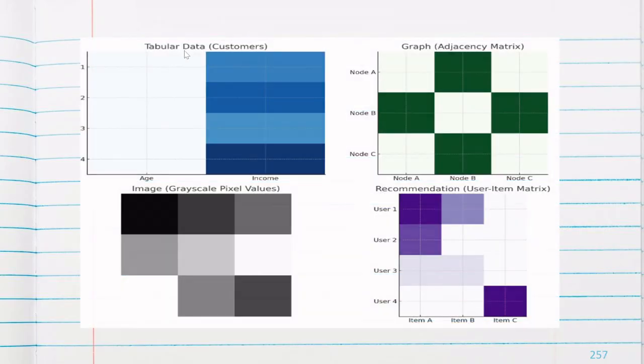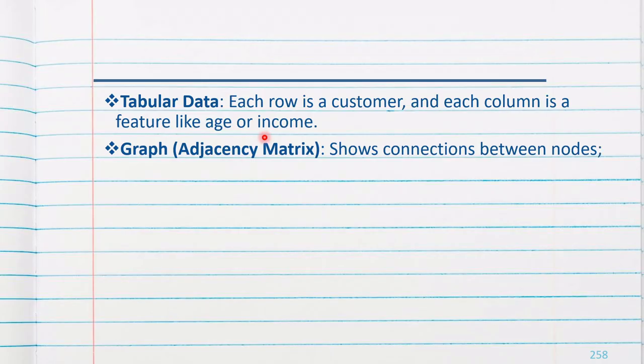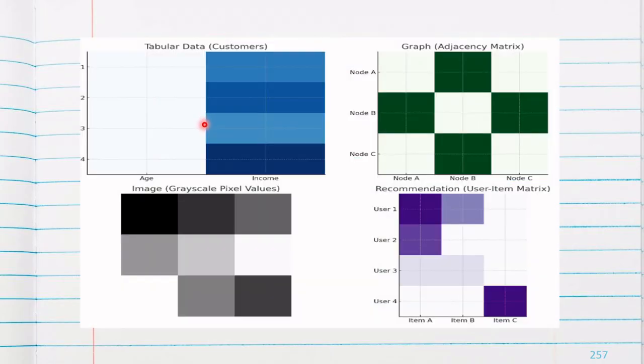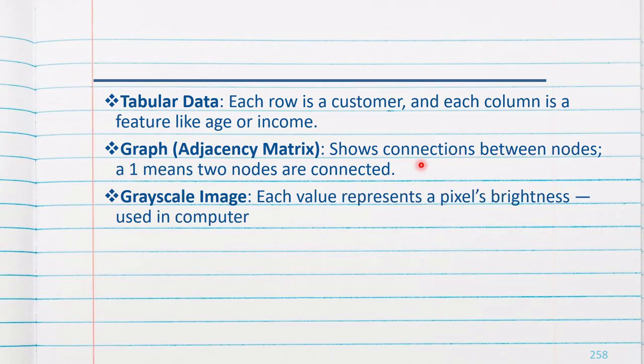Tabular data. That is this one, tabular data. We have the age and income of customers. Each row is a customer and each column is a feature like age or income. So each row is a customer, 4 customers are there, and each column is age or income. Then the graph. It shows the connection between nodes. One means 2 nodes are connected.